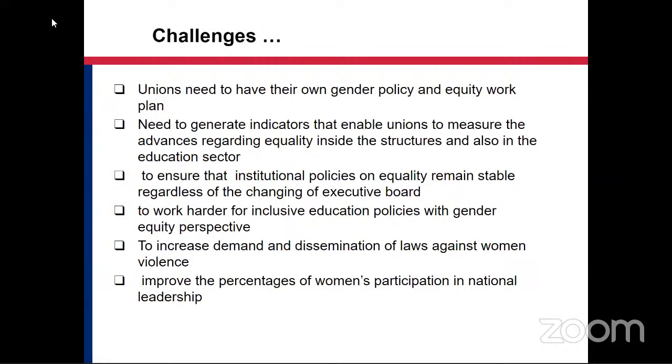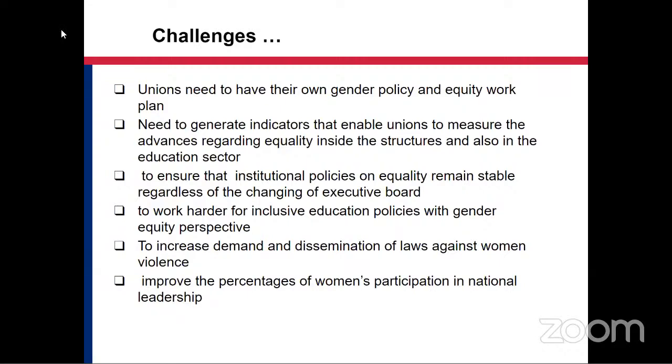We need to generate indicators that enable unions to measure the advances regarding equality inside the structures and also in the education sector. Mainly we see that in the education sector the girl child scores more than the boy child, so the parents compare the scores of both children. There should be comparability to ensure that institution policy on equality remains stable regardless of the changing of the executive board.